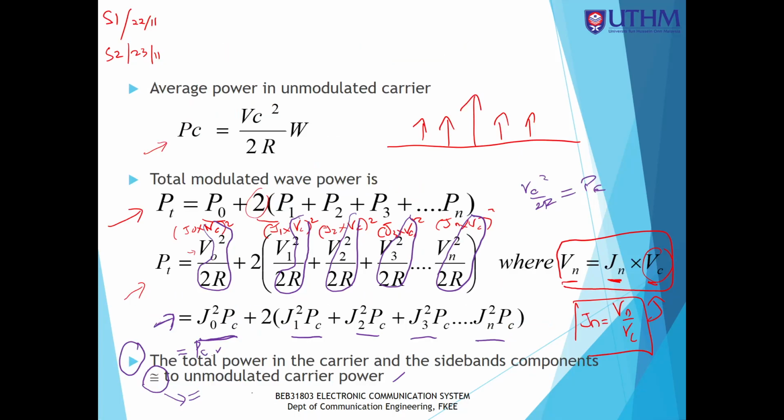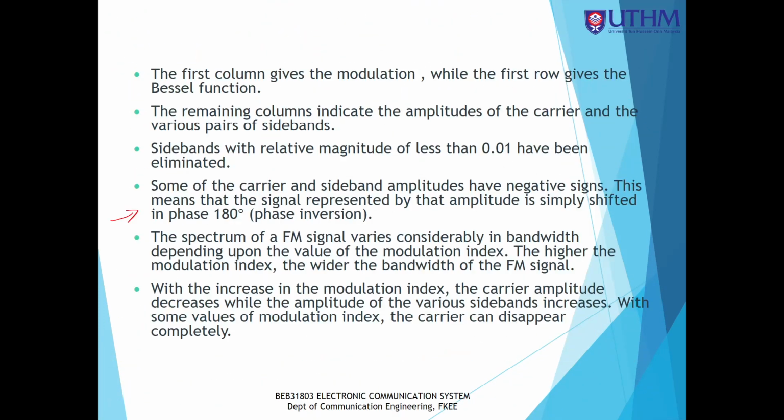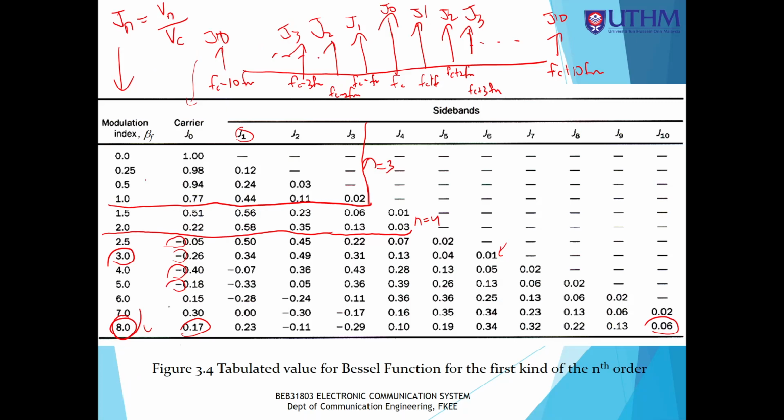Okay, but if you use the Bessel table in your notes, you will get approximately equal. Why? Because this table has neglected the values less than 0.01. This table has removed all the values less than 0.01. So that's why in your calculation later, even in the example, you're going to see a very small difference.